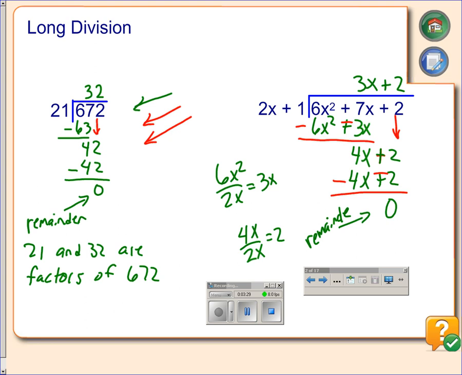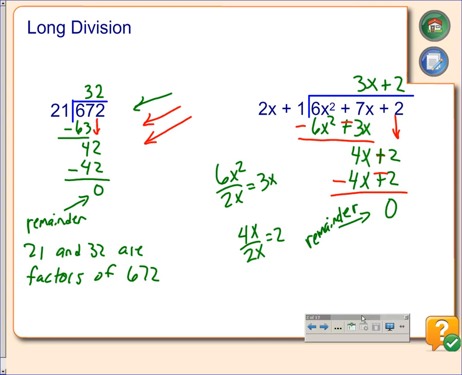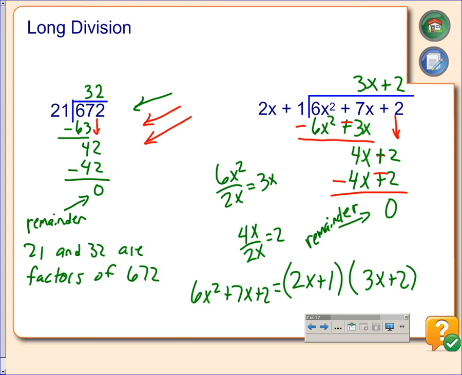Since the remainder is 0, I know that 2x plus 1 and 3x plus 2 are factors of 6x squared plus 7x plus 2. So 6x squared plus 7x plus 2 must factor into these two factors.